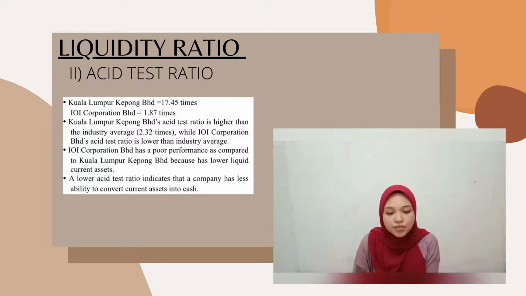This acid test ratio shows that IOI Corporation Berhad has a poor performance compared to Kuala Lumpur Kepong Berhad. This is because IOI Corporation Berhad has lower liquid current assets than Kuala Lumpur Kepong Berhad. So, a lower acid test ratio indicates that a company has less ability to convert current assets into cash.